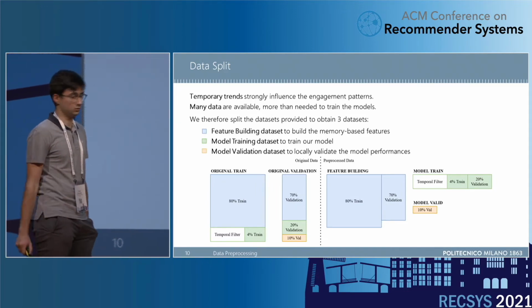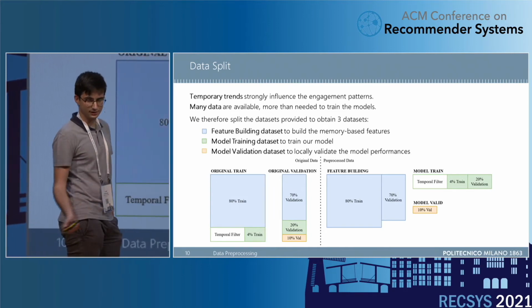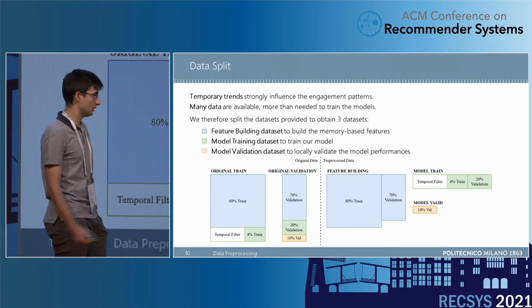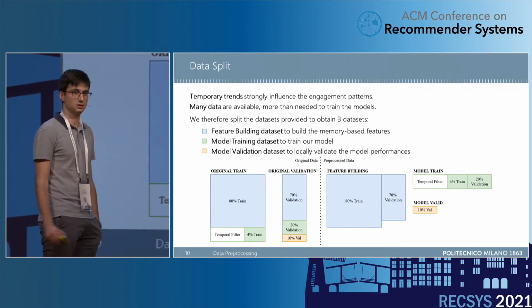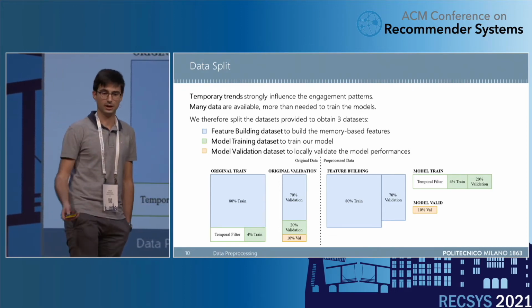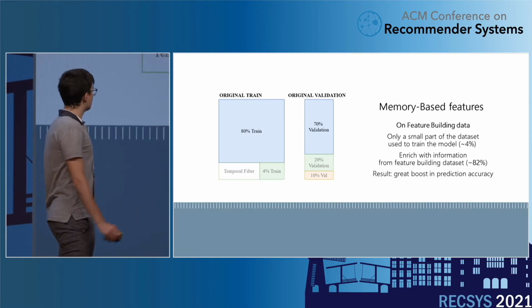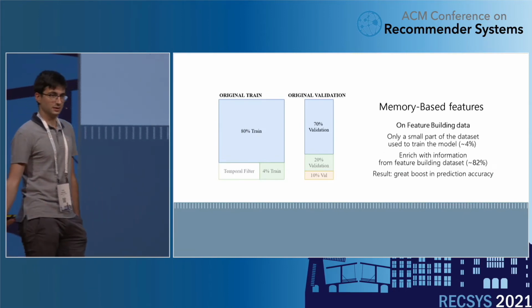Then we also added a model validation dataset. This was completely extracted from the original validation in order to test the performances of our model in a setting much similar to the one of the final test of the challenge. This concludes the part about data preprocessing.